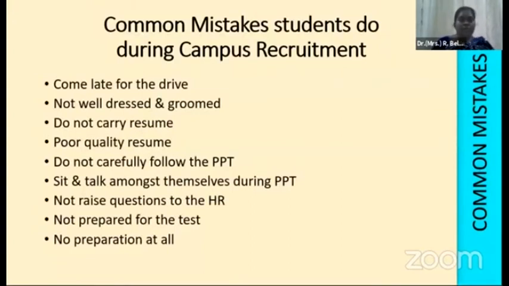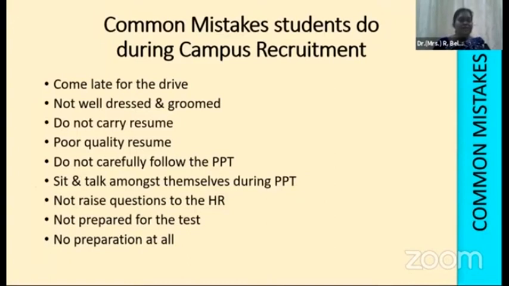Okay, common mistakes students make during campus recruitment. Number 1, in that movie, what is it, Chennai Express, how that girl comes running, I don't know whether Shah Rukh Khan runs or Deepika Padukone runs, she's on the train and runs like that. That's how our students all come running, like coming at the last minute to catch a train.